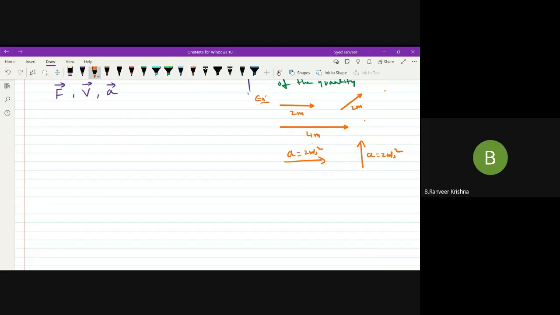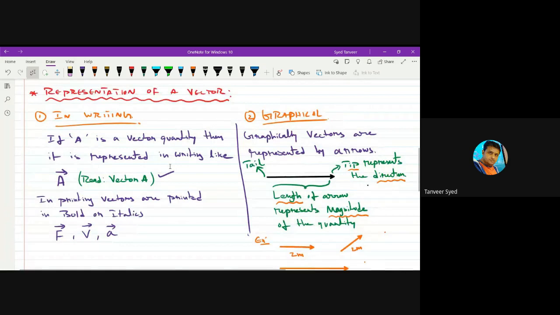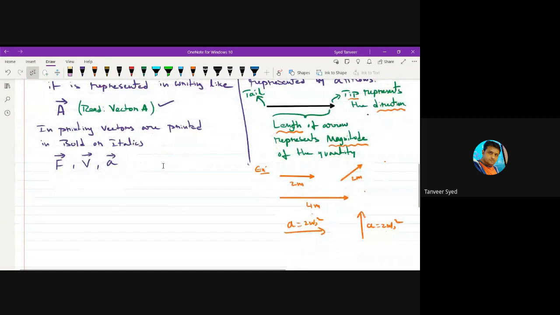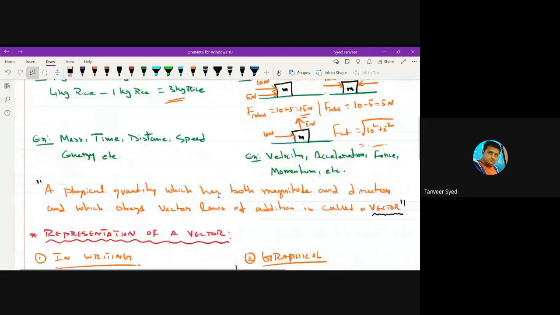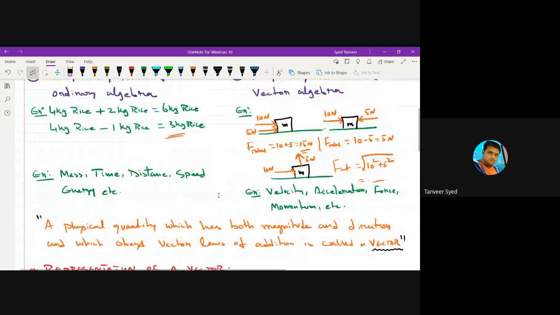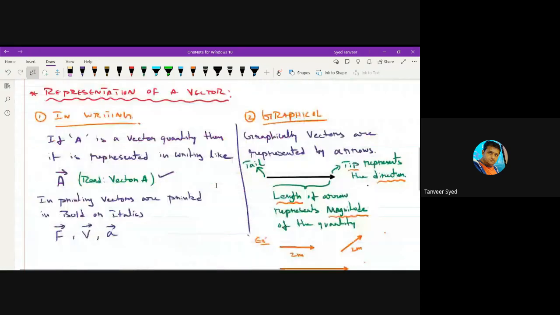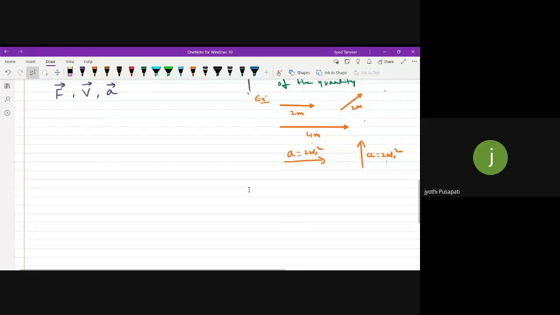Okay, sir. Right, representation in writing, graphical. In some situations we use in writing, in some situations we use graphical. You should be able to understand both representations. Okay. So what is a vector quantity? What is the necessity of vector quantities? Then how we represent vector quantities? Next is, what are the different types of vectors?